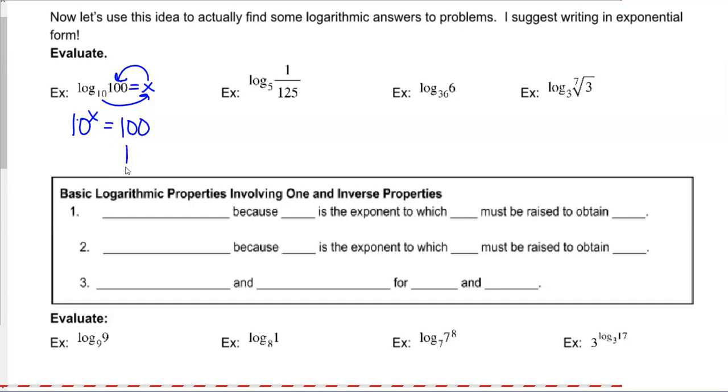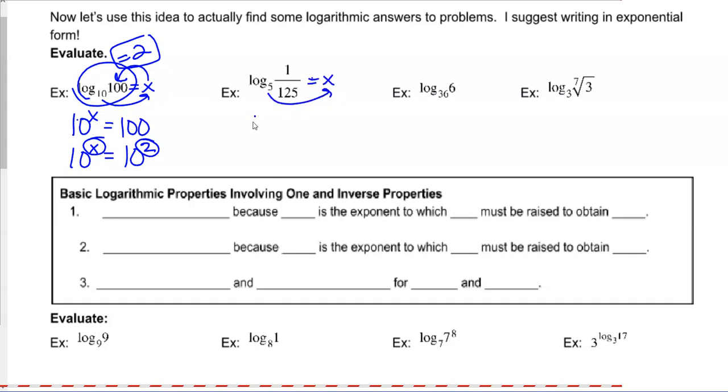Well, I can take that 100 and write that as 10 squared, and once I have this, now 10 to what power equals 10 squared? Well, then these exponents have to be the same. Therefore, this logarithm equals 2. That's the answer, okay? The answer is a power that makes that base go to what power to get this number here, okay?